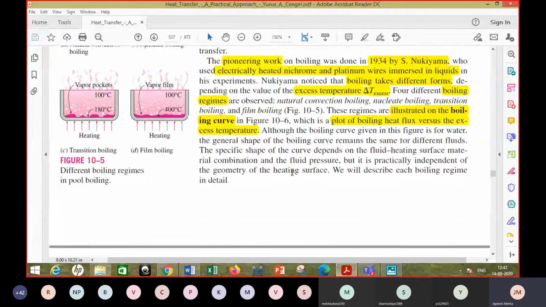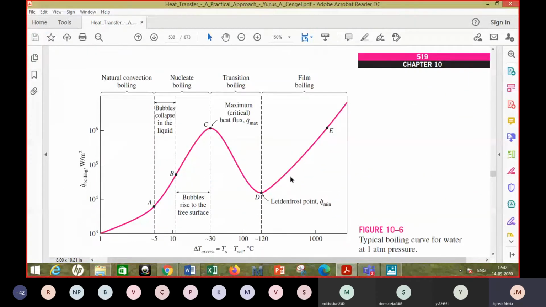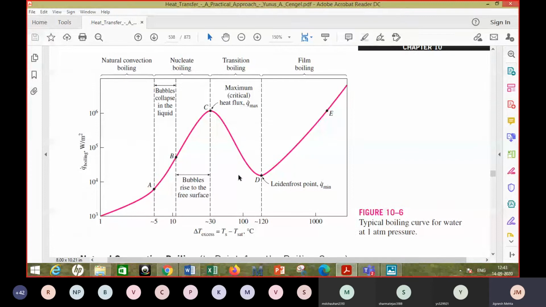Okay. So let me show you the boiling curve now. And what does it indicate? So on the horizontal axis, you have the excess temperature. This is drawn for water. So typical boiling curve for water at 1 atmospheric pressure. So this is excess temperature. If it is 1, it means that it is 101, 105, 110 here.